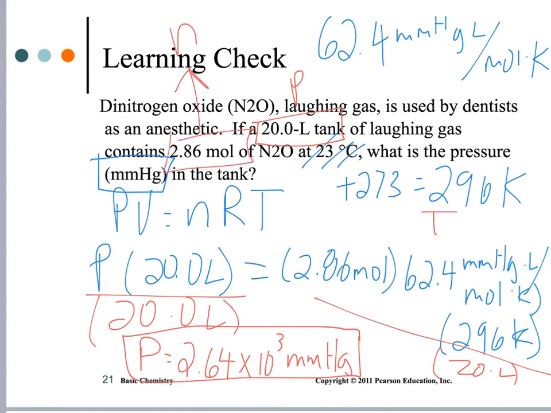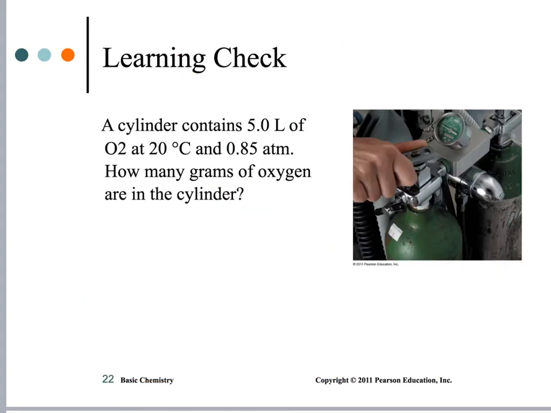Here's my temperature. So again, if you don't have multiple pressures, multiple temperatures, it's going to have to be a PV equals NRT question. So there's no multiple pressures and no multiple moles. There's no multiple temperatures exactly, so you're going to have to make that a PV equals NRT.